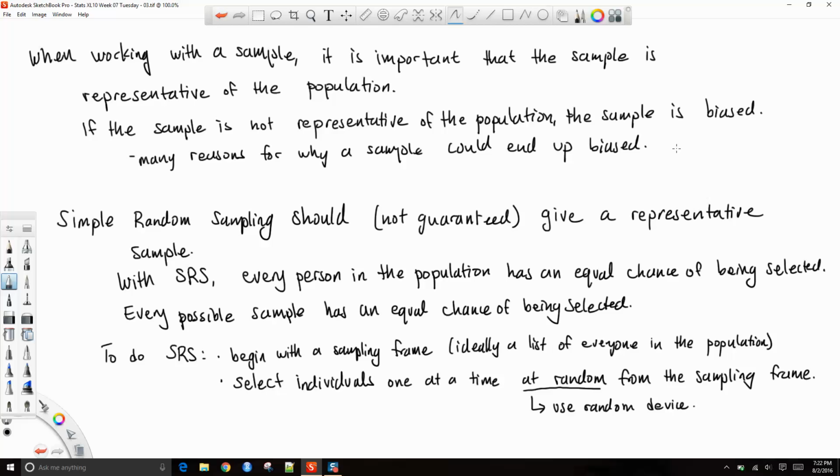All right, so once we've established this idea of working with a simple random sample, we can start talking about what we call a sampling distribution. Okay?